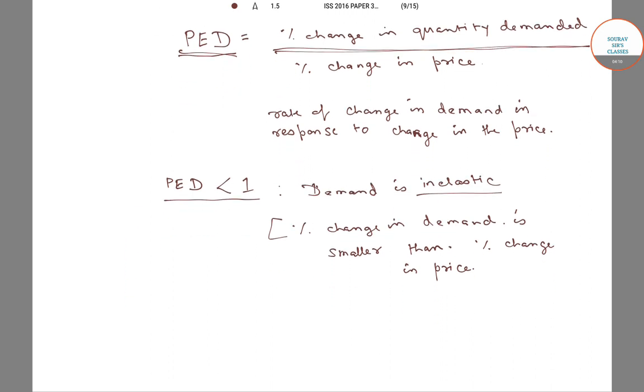For example, suppose the curve is like this. If we take 2 points, say this point is our point A and this is our point B. Now from A to B, we can see that the percentage change in demand, which is equal to this part, is the change in demand, and this is the percentage change in price. So as we can see, the percentage change in demand is smaller than the percentage change in price. So here the demand is inelastic, that is our price elasticity of demand is less than 1.